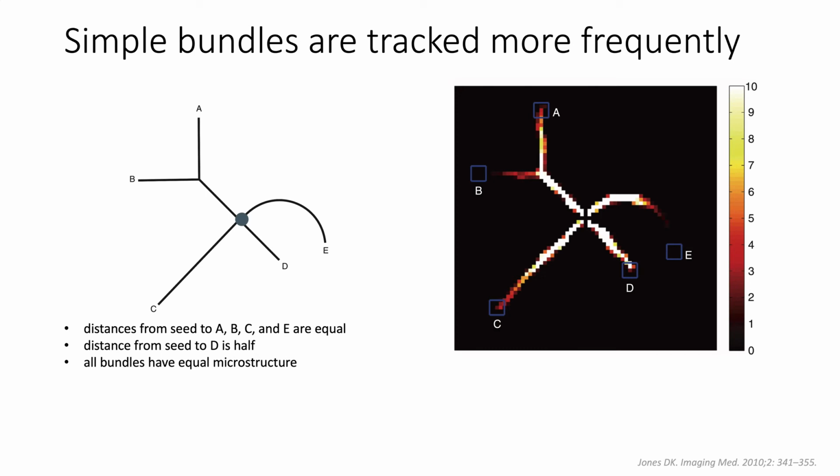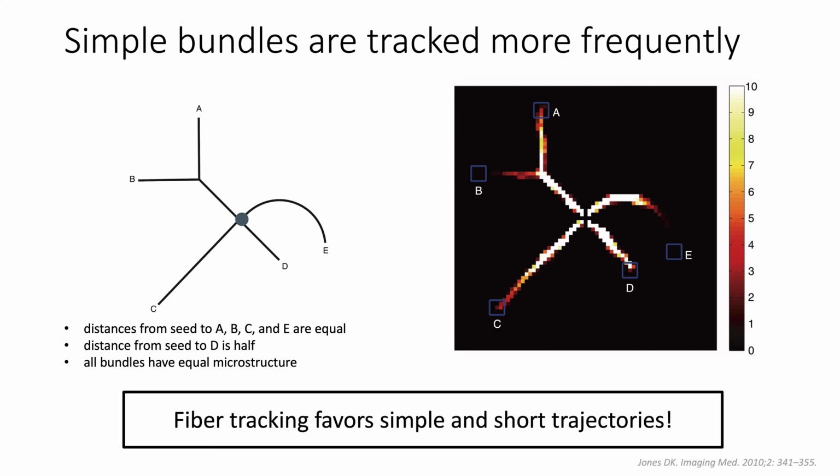If you look at the bundles targeting regions C and D, they should exhibit the exact same connection strength. However, because the bundle targeting C is much longer, the chances of encountering local errors as well as the extent of error accumulation increases, making it more likely for trajectories to terminate prematurely. The same thing happens in curving trajectories, or trajectories that encounter regions of complex fiber configuration. So fiber tracking is really favoring simple and short trajectories.